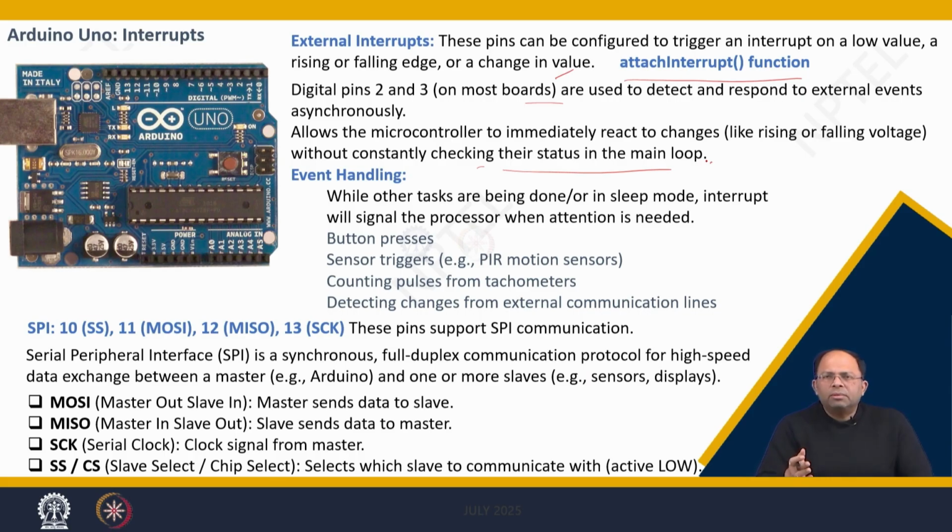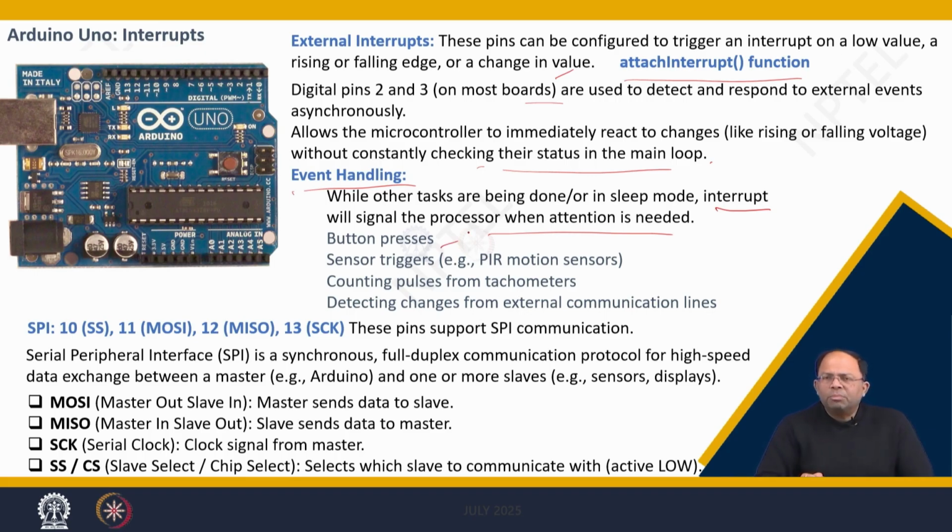Automatically, if it detects some change in that voltage or value, then automatically it sends a signal back. So it doesn't need to be specified separately. So this is called event handling. That means some external events could be handled in this way, right? So while some other tasks are being done, or the microcontroller is in sleep mode, the interrupt will signal the processor when attention is required. So that's why we say there is some event that happened, so we have to handle that event.